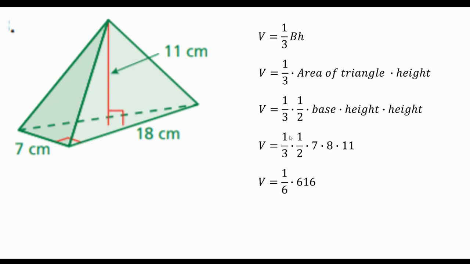So multiplying the fractions, 1/3 times 1/2 is 1/6. And then 7 times 8 times 11 is 616. And that looks like 1/6 times 616 over 1. Multiply across, you get 616 over 6, which is really 616 divided by 6, which gives you 102.67 cubic centimeters.